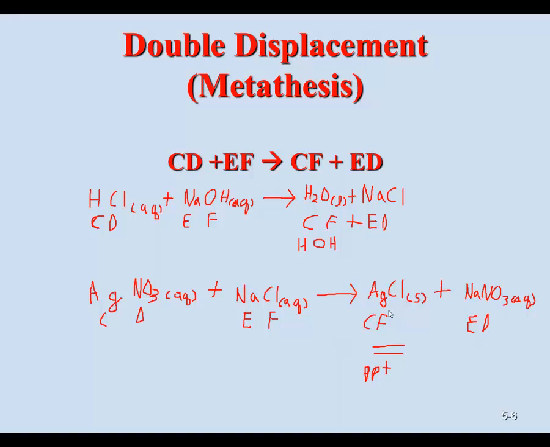But this is a double displacement. So we're seeing two examples of double displacement reactions here. Acid-base neutralization reactions are double displacement. Precipitation reactions are double displacement. So there would be two different classifications I could give these on tests.